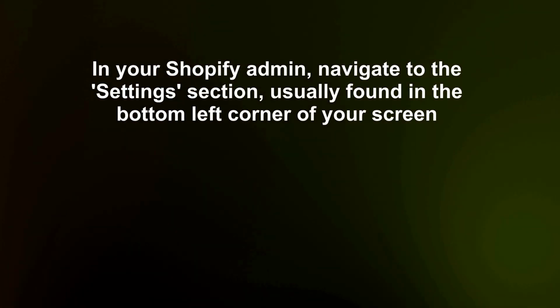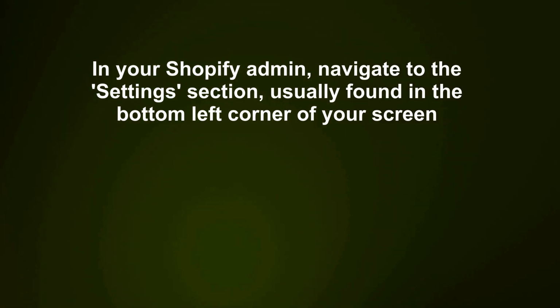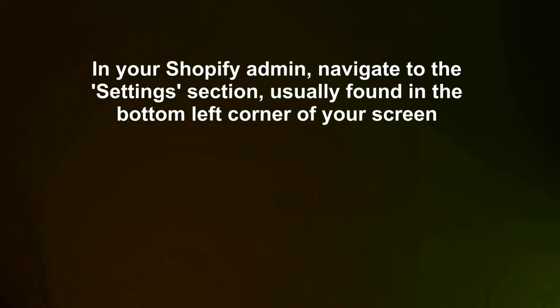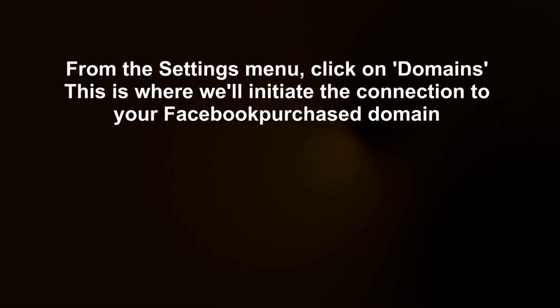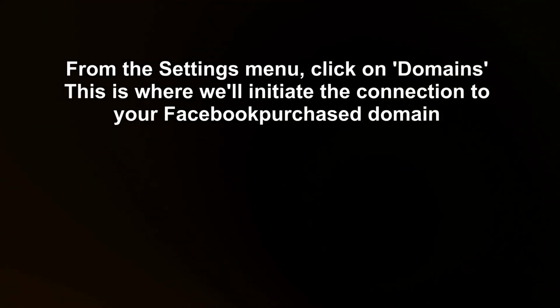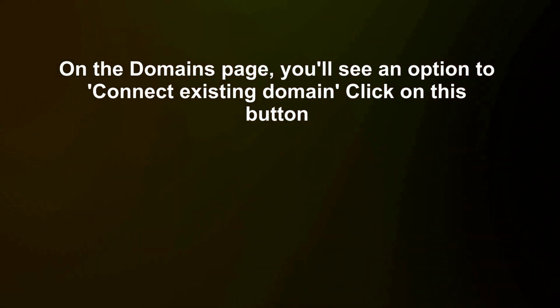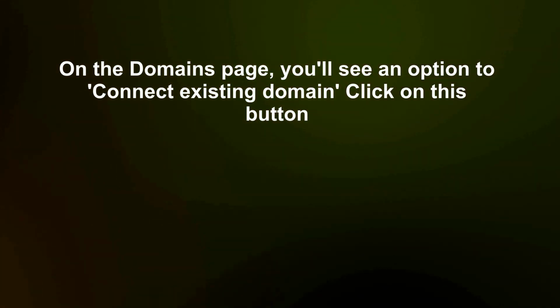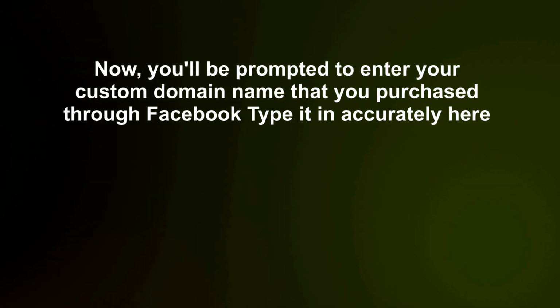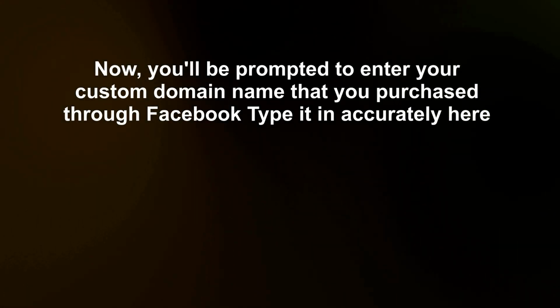In your Shopify admin, navigate to the Settings section, usually found in the bottom left corner of your screen. From the Settings menu, click on Domains. This is where we'll initiate the connection to your Facebook purchase domain. On the Domains page, you'll see an option to connect existing domain. Click on this button. Now, you'll be prompted to enter your custom domain name that you purchased through Facebook. Type it in accurately here.